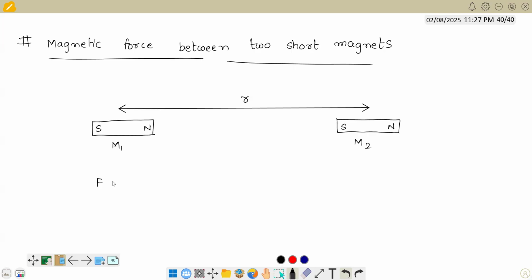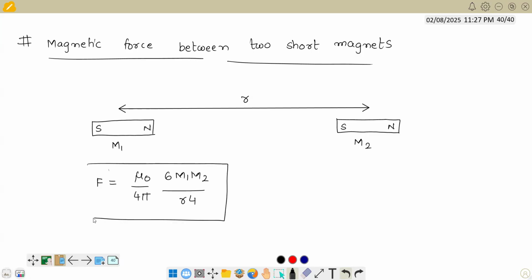The force between them would be, just remember the formula, I won't do the derivation here, mu naught by 4 pi, 6 m1 m2 divided by r power 4. This will be the formula for this, mu naught by 4 pi, 6 m1 m2 by r power 4.